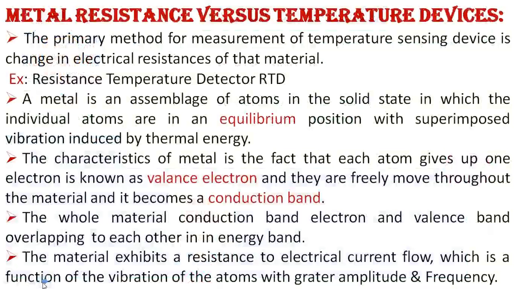The primary method for measurement of temperature sensing device is change in electrical resistance of that material. An example is the RTD, that is the resistance temperature detector. A metal is an assemblage of atoms in the solid state in which the individual atoms are in an equilibrium position with superimposed vibration induced by thermal energy.